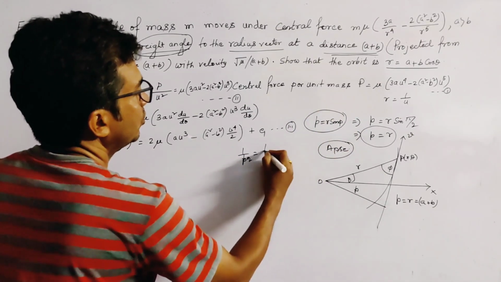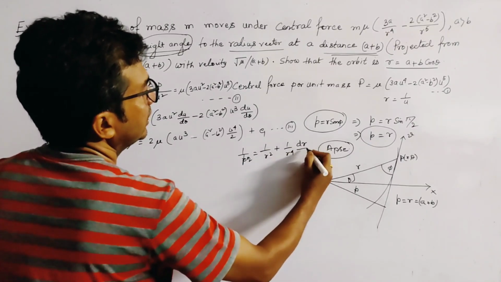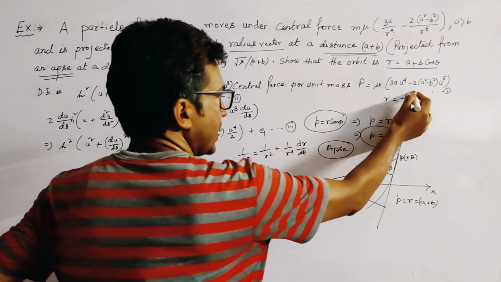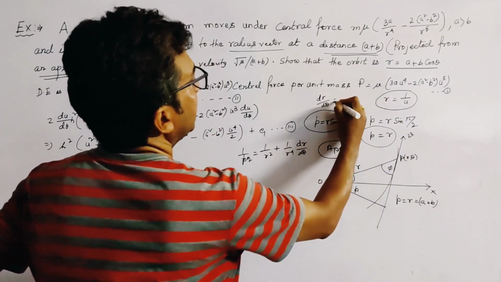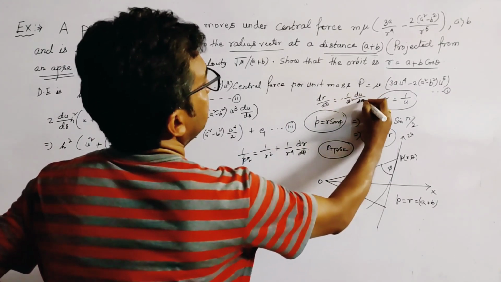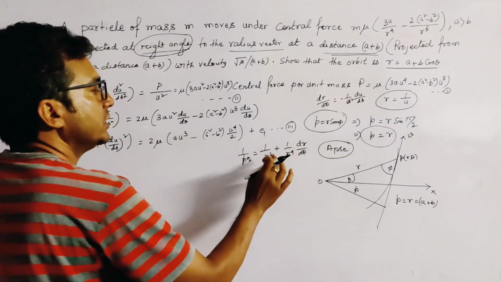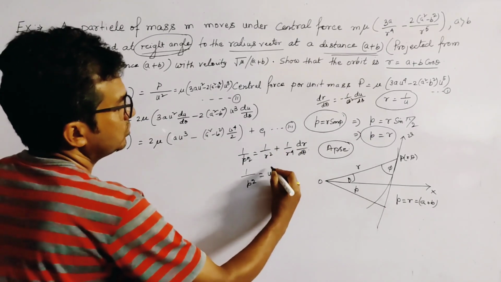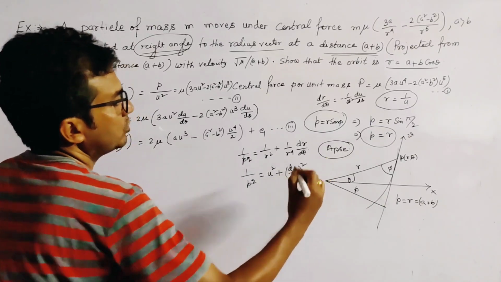Now from differential calculus, we know the result 1 by P square equals 1 by r square plus 1 by r to the power 4 into dr by d theta whole square. Since r is equal to 1 by u, dr by d theta is equal to minus 1 by u square into du by d theta. Putting this value of dr by d theta and r in this result, we get 1 by P square equal to u square plus du by d theta whole square.